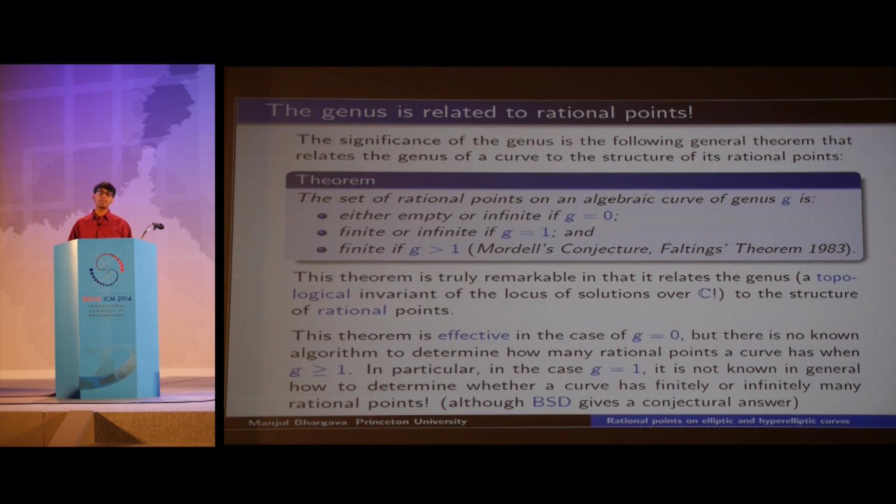Although the Birch and Swinnerton-Dyer conjecture, it turns out, gives a conjectural answer. It gives a conjectural algorithm that would work. But at the moment, it's not known how to even determine whether a genus 1 equation has finitely many or infinitely many solutions. Okay, so this is the fundamental theorem that guides you into at least saying what the possibilities are for the number of rational solutions. And it's broken up into the cases g equals 0, g equals 1, and then g bigger than 1.